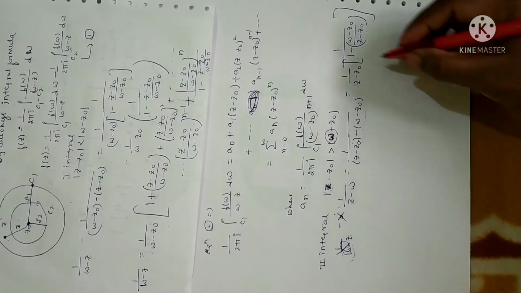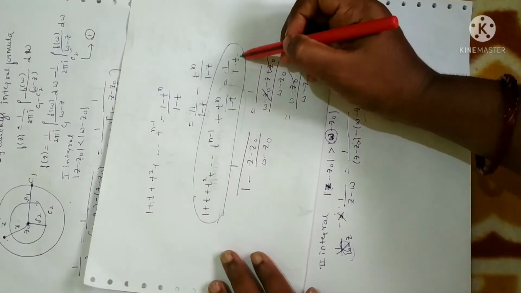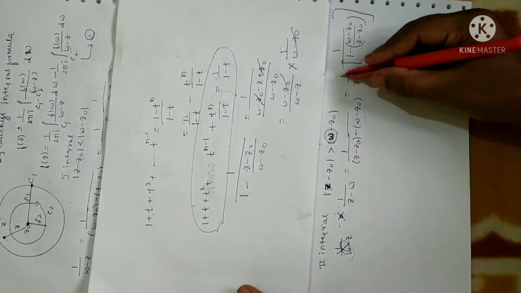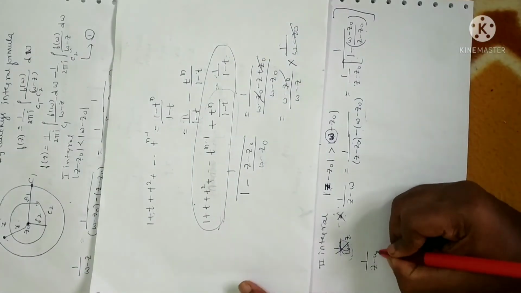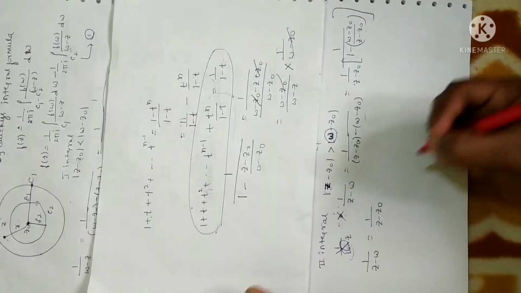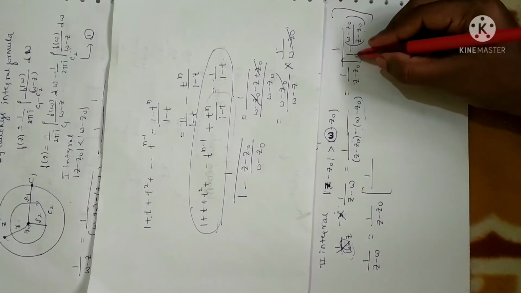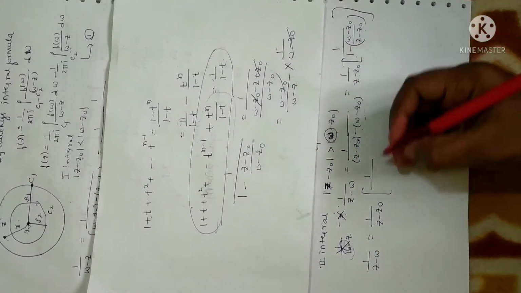Fine. Now let me apply the formula. Just I have told you this term. 1 divided by 1 minus t will be of this form. So I can write 1 divided by z minus w as, this term you have to keep as it is, that is 1 divided by z minus z naught into 1 divided by, I'll just apply the formula directly.